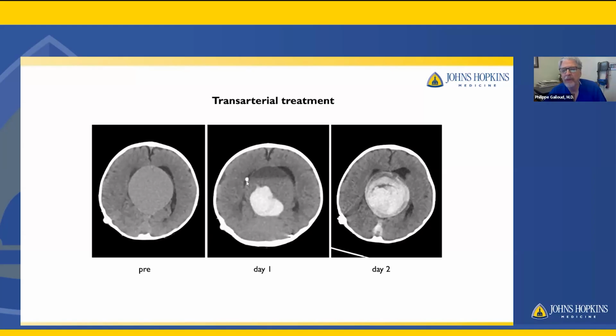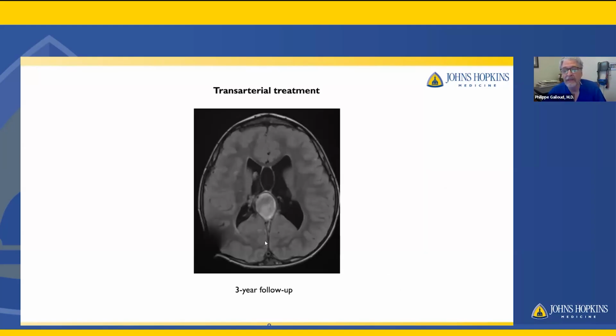By the way, the shunt was placed before treatment, and really try to avoid placing shunts in these kids because it's usually avoidable, and that's a typical situation. So this kid sounds like a catastrophic event. We were lucky because there was no normal drainage in that vein, so there was no deep venous infarction. And he did actually pretty well. This is 3-year follow-up. He's developmentally normal.